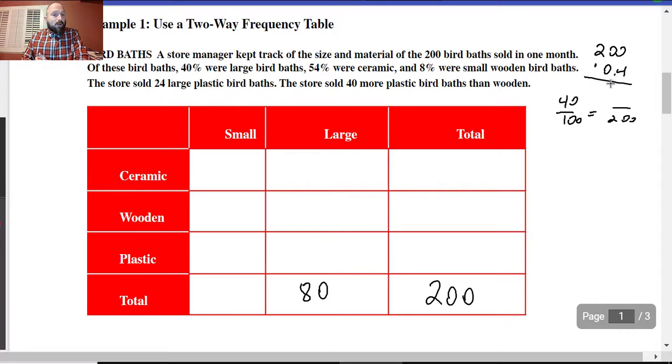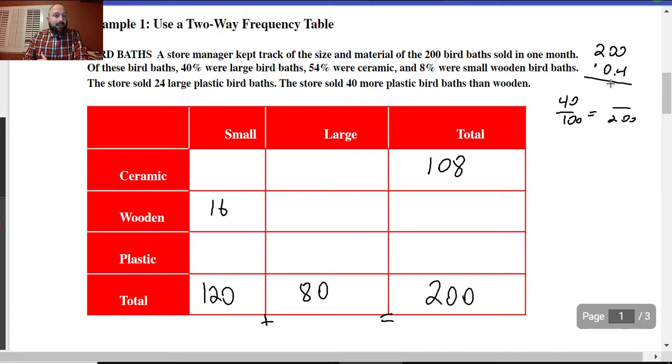Well, then how much is the small? These have to add up. So this plus this has to equal that. Well, then it's going to be 120 because 200 minus 80 is 120. Now it says 54% were ceramic. So I can figure out what is 54% of 200, which would be 108. I could multiply 200 by 0.54 and get the answer, or I can figure it out using proportions. It says 8% were small wooden bird baths. So that's going to be 16. Small and wooden would be 16 right here.